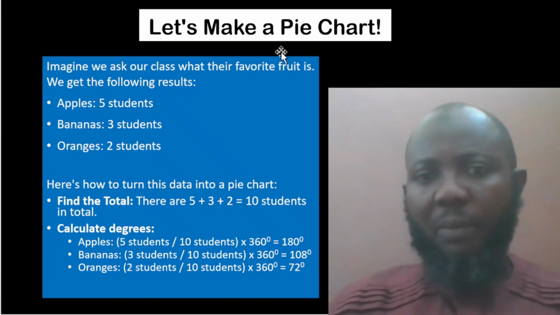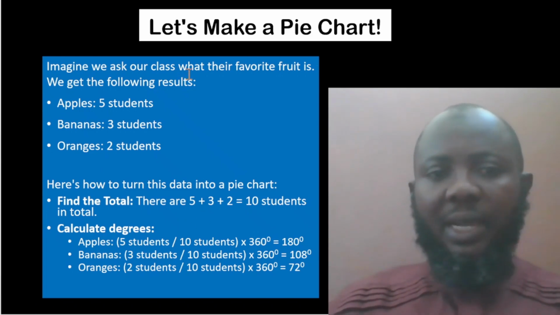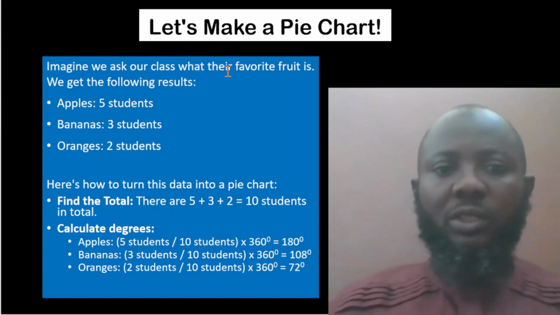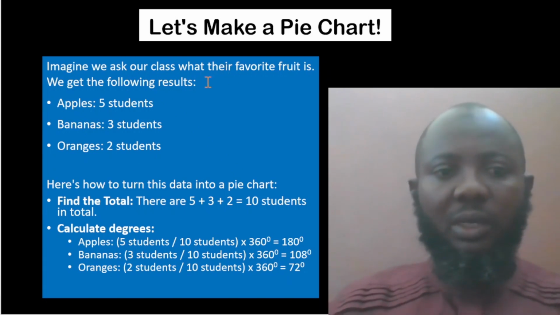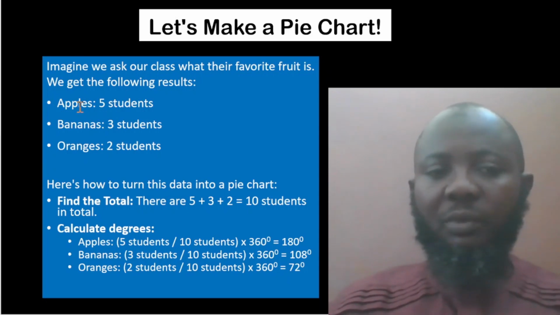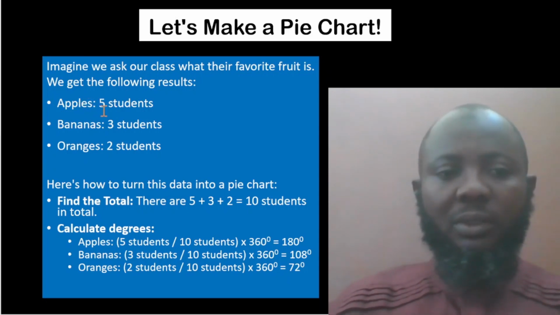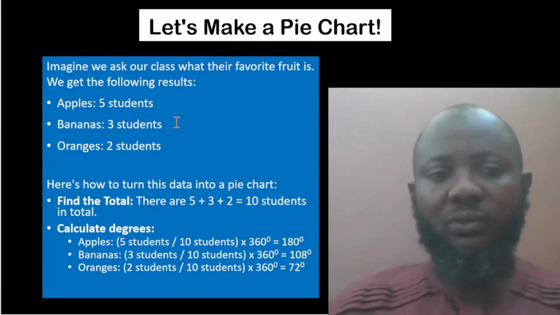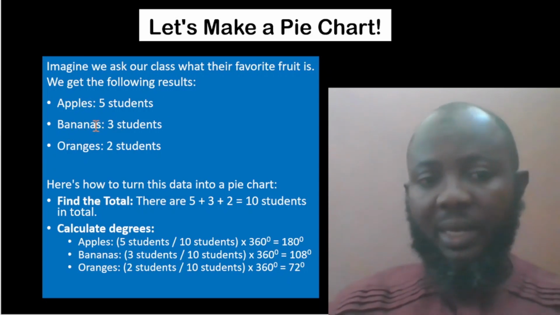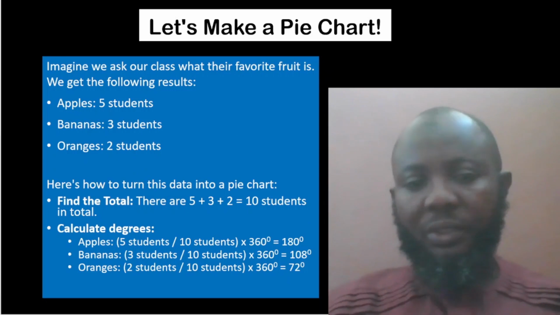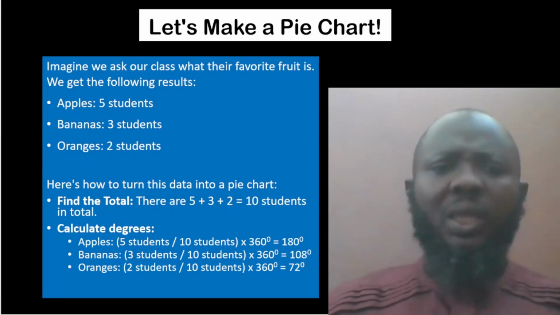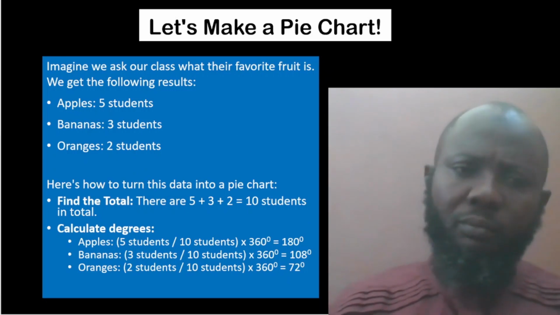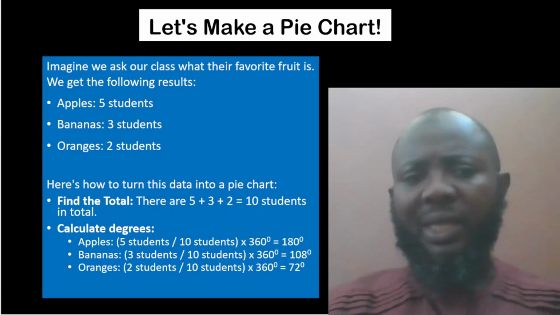Now we have, let's make a pie chart. So imagine we ask our class what their favorite fruit is. We have 5 students that say they prefer apple, while 3 students said theirs is banana, while 2 students are what? Oranges. So how do we now solve this problem? We want to present this information in a pie chart.